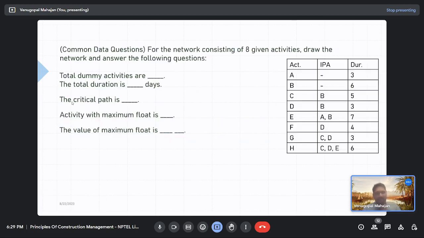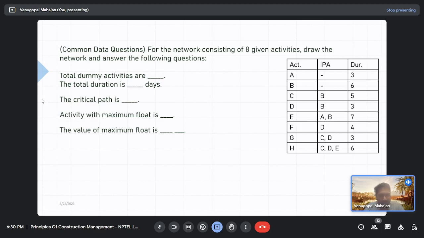So coming to a network here. Common data question. For the network consisting of 8 given activities, draw the network and answer the following questions. The first question is total dummy activities are. Tell me one thing. Can dummy activities be there in activity on node network? No. Okay, so I've got no.